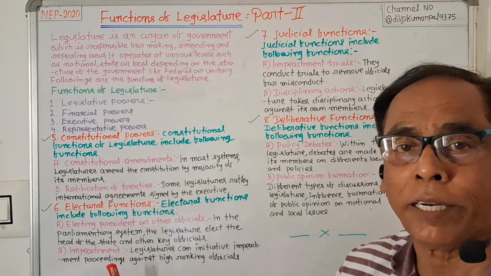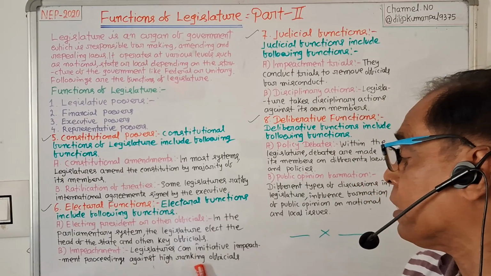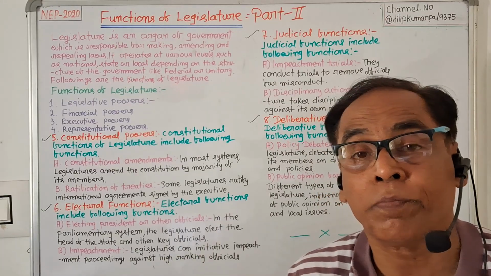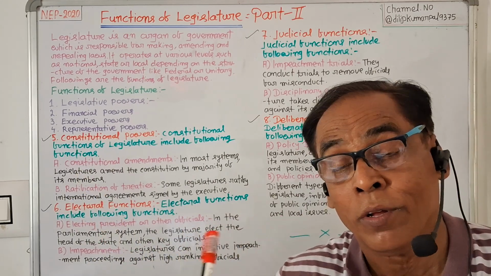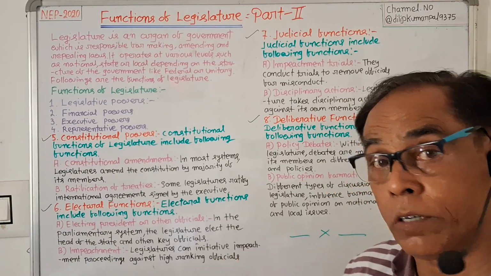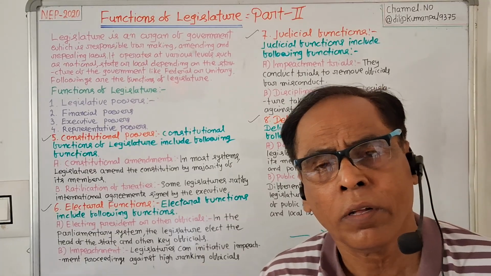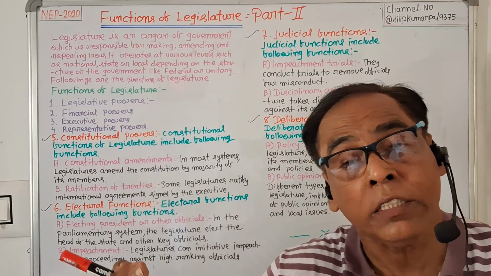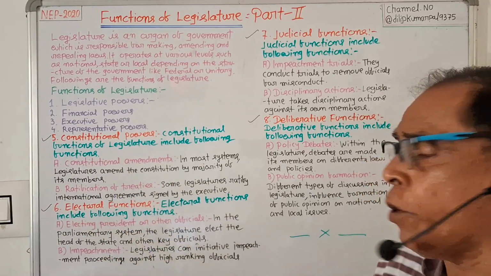Number 2, impeachment. Legislature can initiate impeachment proceedings against high-ranking officials. In many nations, legislatures propose impeachment proceedings against high-ranking officials. In most nations, legislature has the power to initiate impeachment proceedings against high officials. So we have discussed constitutional power and electoral function of the legislature.